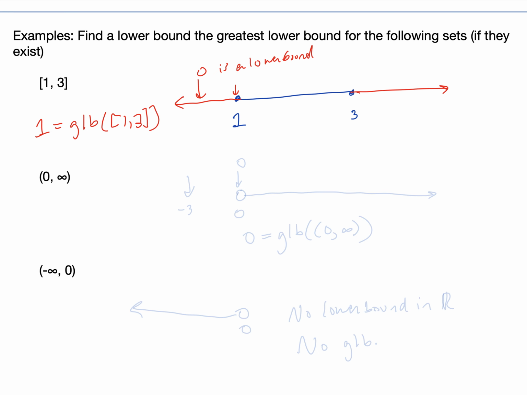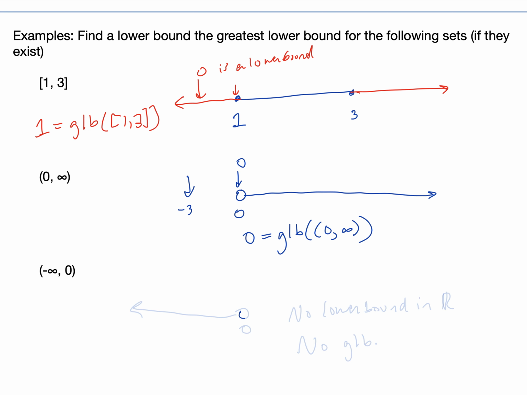How about the set from 0 to infinity? So we've got an open endpoint at 0 up to infinity. Is there a lower bound? Yeah, anything lower than 0, let's say negative 3, is a lower bound. What's the greatest lower bound? 0 would be the greatest lower bound in this case. So 0 is the greatest lower bound of the open interval from 0 to infinity. So notice in the example above, the greatest lower bound was in the set, whereas in this example, the greatest lower bound is not in the set.